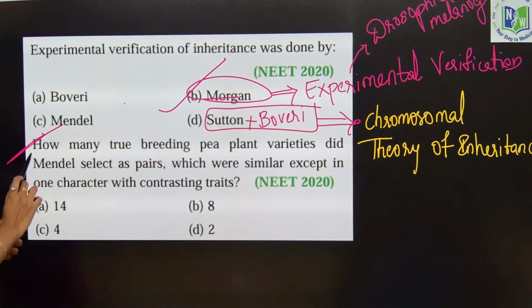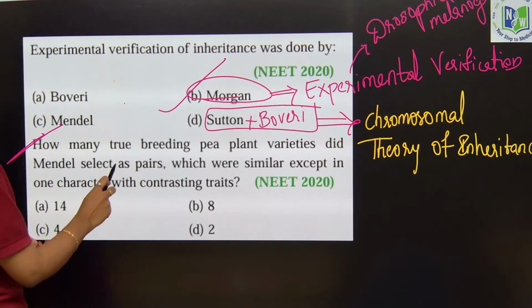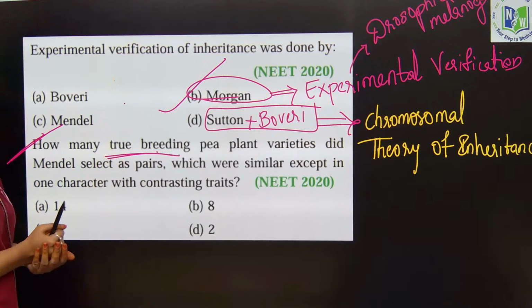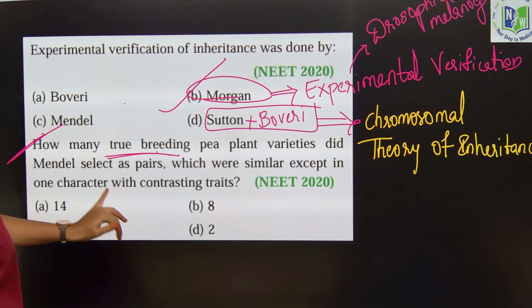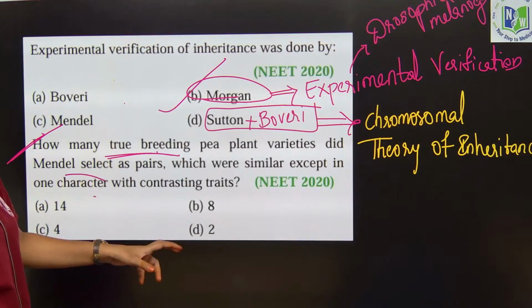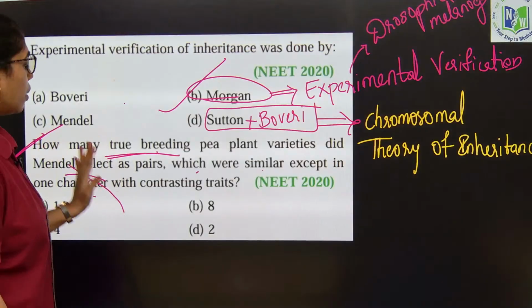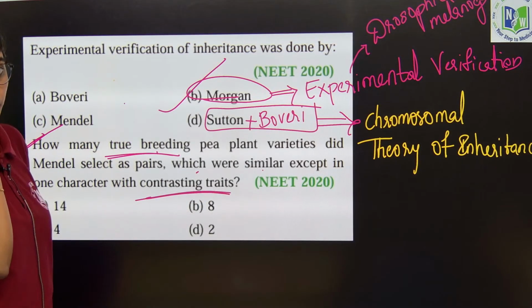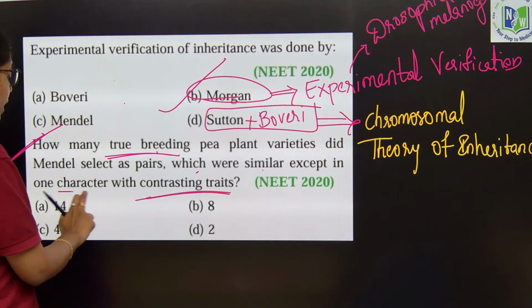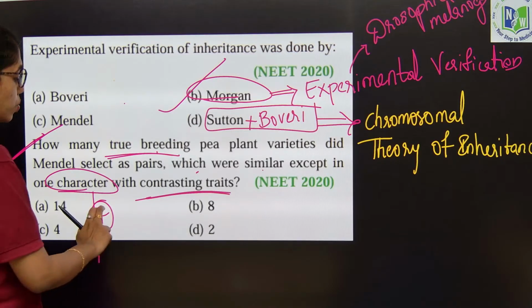Next question. How many true breeding plant varieties? True breeding plant varieties means what? Homozygous dominant or homozygous recessive condition. True breeding plant varieties did Mendel select as pairs which were similar except in one character with contrasting traits. As contrasting traits is asked in the question, total how many characters are considered? 7 characters. What are they?